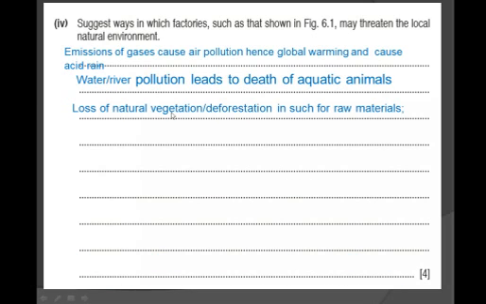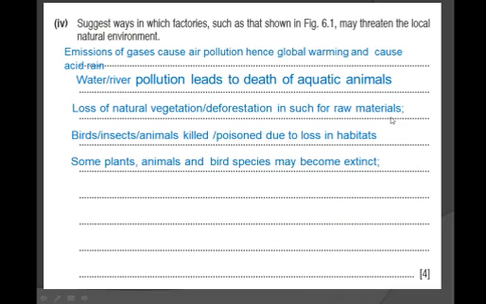Loss of natural vegetation through deforestation in search of raw materials, or probably to create land to grow some raw materials, among other things. So natural vegetation, which is very important for the natural environment, would be gone, and that's not nice at all. Birds, insects and animals could get killed due to poisoned habitats. For example, if the water pollution happens, that means that the water is poisoned and fish would die. If we cut down the trees, that means birds will have no place, animals will have no habitats, and probably they would either migrate or they will die.